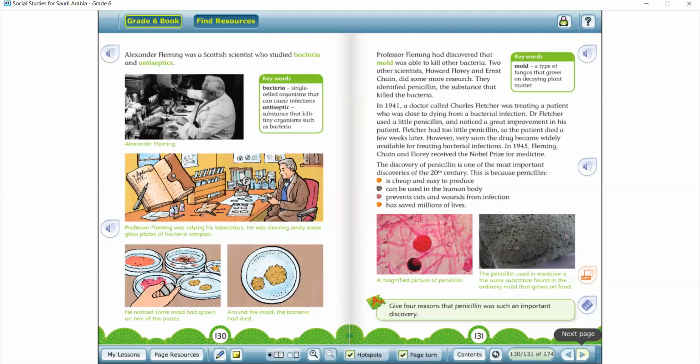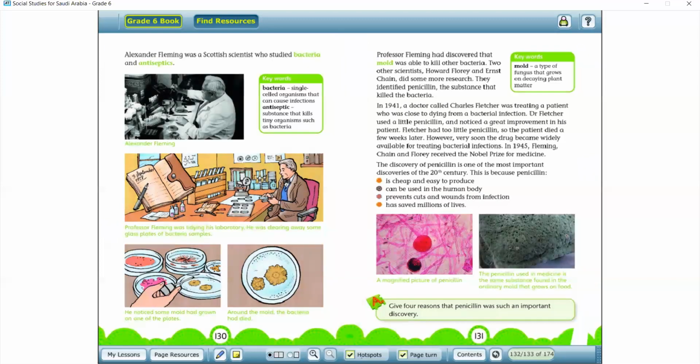So that penicillin that helped a patient who almost died in 1941 is cheap to use and it's easy, okay? It can be used in a human body, prevents cuts and wounds from infection, and has saved millions of lives. Very good information, as you can see there. That is page 131. There are two pictures at the bottom showing you the penicillin. Let's go to page 132 and see what we have on 132.